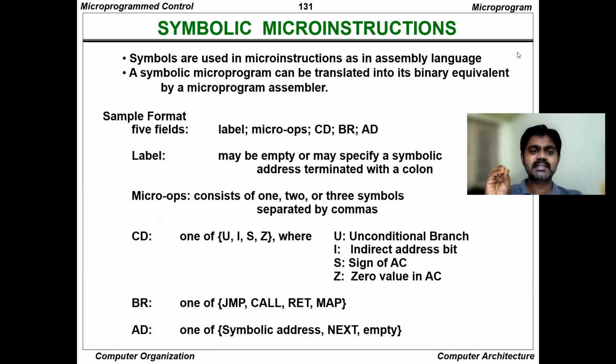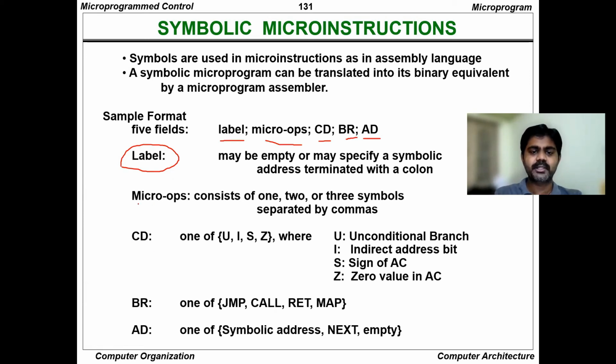So it contains 5 fields. If you see carefully: a label, then micro operation, CD, BR, and AD, separated by semicolons. So what is the label here? A label may be empty, or it may specify a symbolic address terminated with a colon.